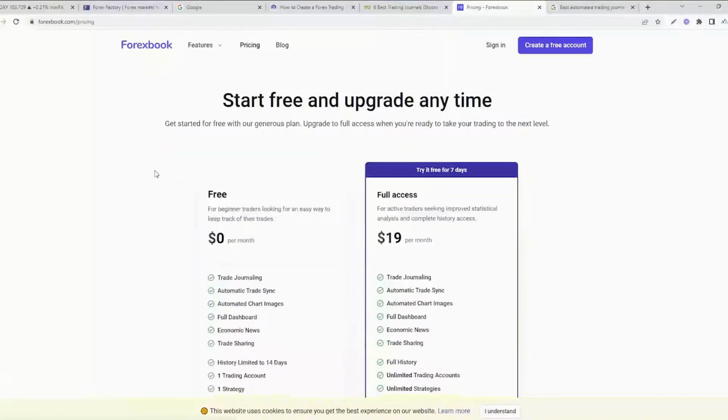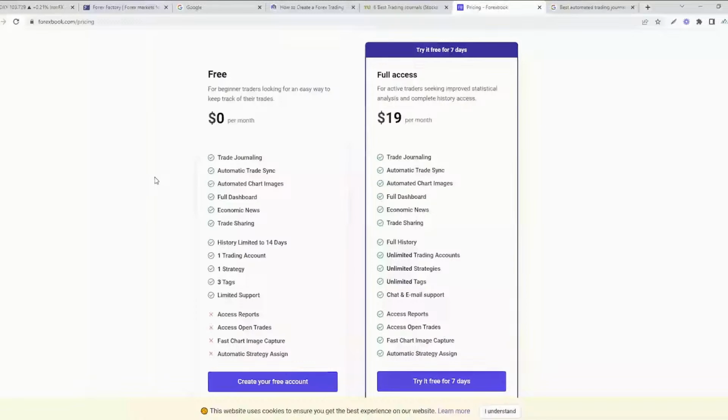So pricing wise, you've got a free version as well that has the following features. You can journal, automatic trade sync, full dashboard, economic news, trade sharing. History is limited to 14 days, and you don't have access to reports and fast chart image capture and whatnot.